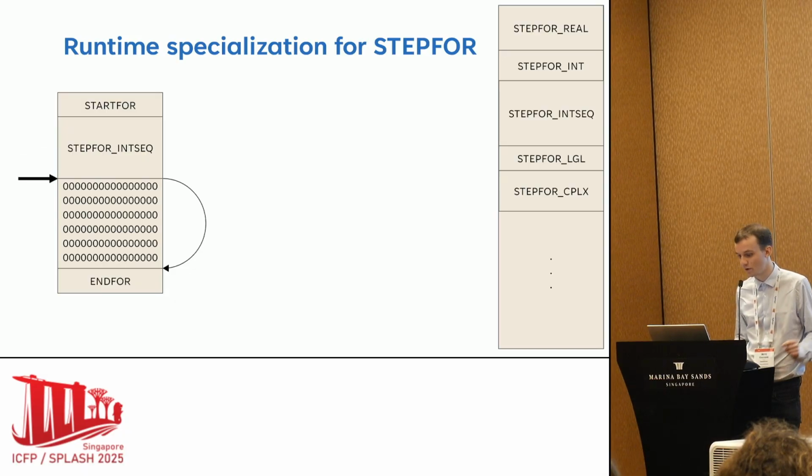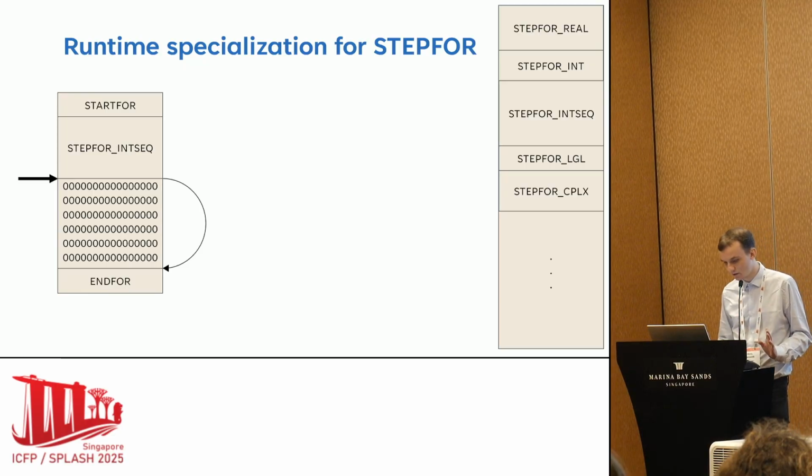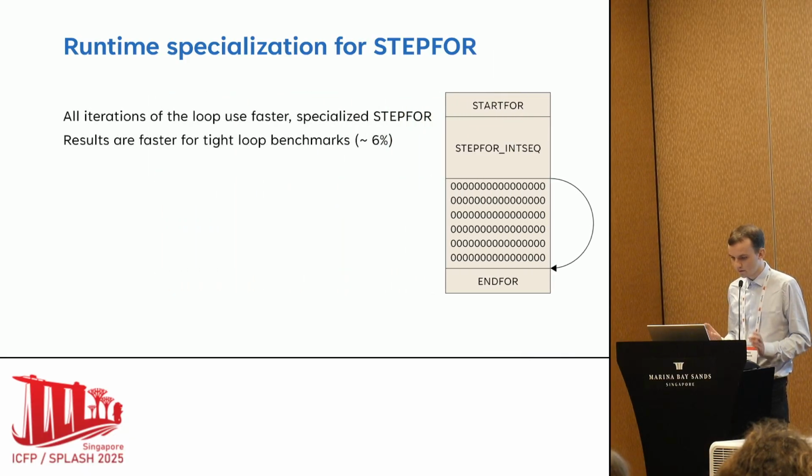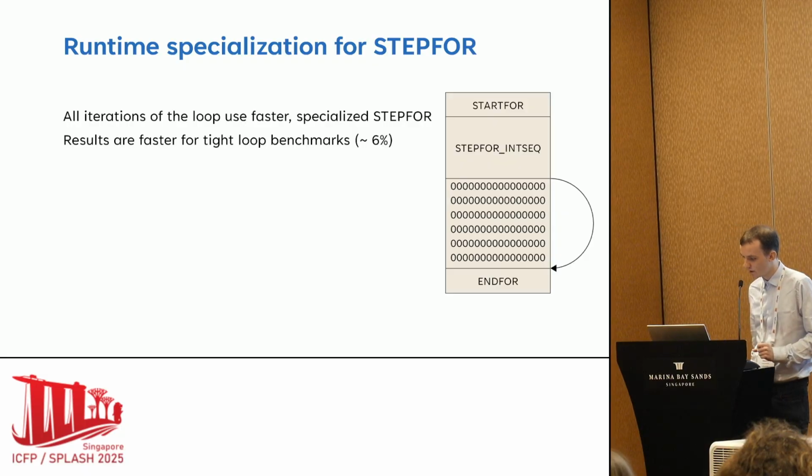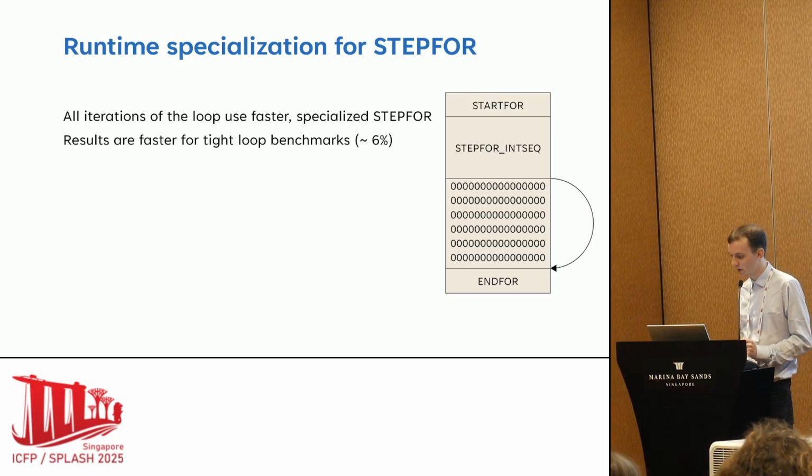It iterates over and over until it is finished, and after that, it jumps at the end to end the for loop altogether. So to conclude this, all iterations of the loop use the faster, specialized step 4 that we just showed. This makes for a better performance, especially in tight loop benchmarks. Such benchmarks showed 6% average improvement using this operation.